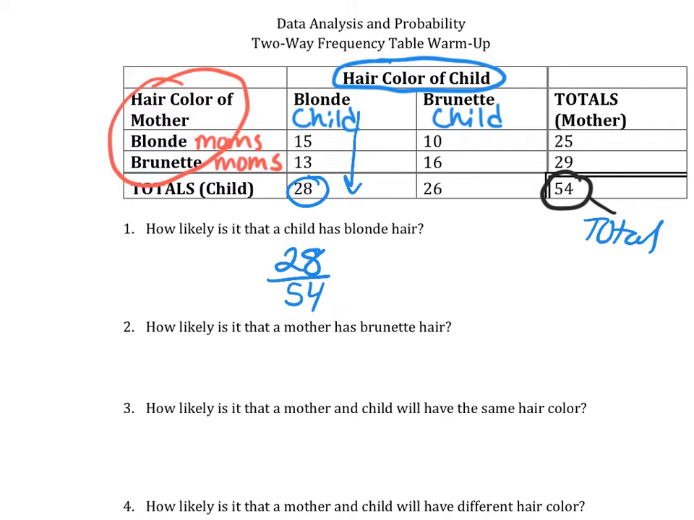So we only care about the mom's hair color. We don't know anything about the child's hair color. So we go brunette moms all the way across to the total. So 29 brunette moms over the total number of moms, 54. So 29 over 54 for number 2. Any questions on those two? Those are just knowing which row and which column to look at.